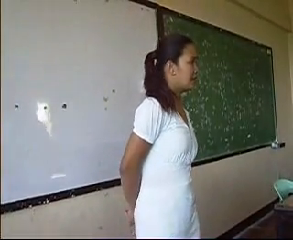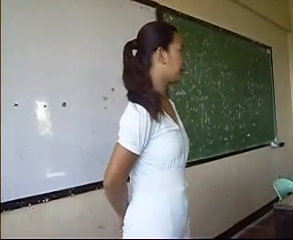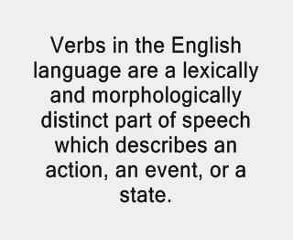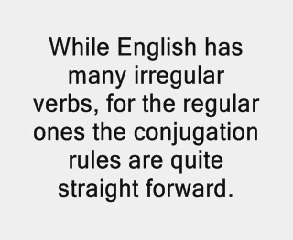Now, let's move to the verb. What is a verb? Verbs in the English language are a lexically and morphologically distinct part of speech, which describe an action, an event, or a state. While English has many irregular verbs, for the regular ones, the conjugation rules are quite straightforward.